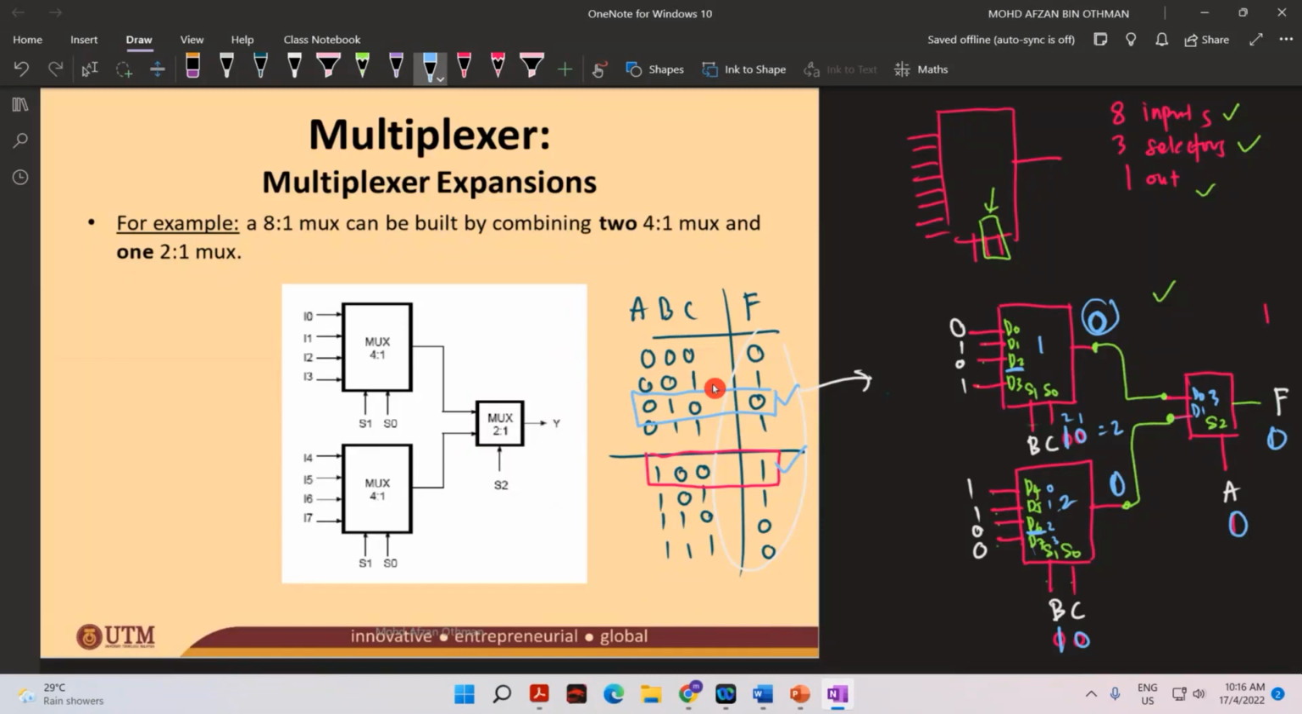So this is how you're going to make a multiplexer expansion by combining a few multiplexers to make a bigger mux. Any question up until here? Ada soalan tak?